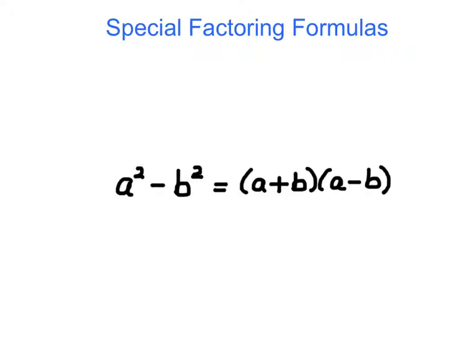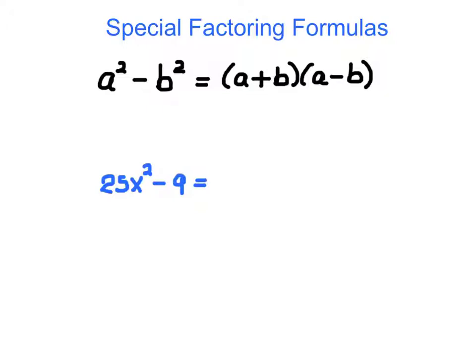Let's try an example. In this example, we have a binomial. It's a quadratic binomial, and we're subtracting, just as we see above. We know that 25x squared is a perfect square. As a matter of fact, it's equal to 5x all squared, because if you square 5x, you get 25x squared. 9 is equal to 3 squared.